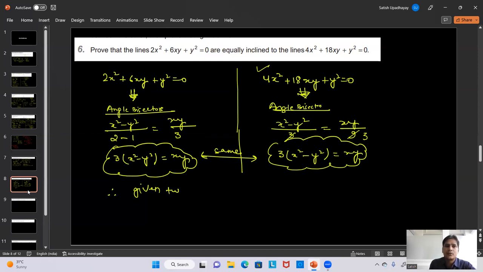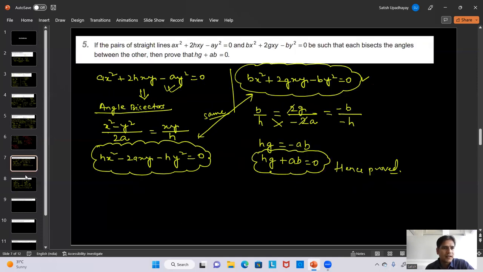the given two pairs of straight lines are equally inclined, hence proved. Given two pairs of straight lines are equally inclined and hence proved, whatever is asked in the question. So yes, this is the solution for this question.